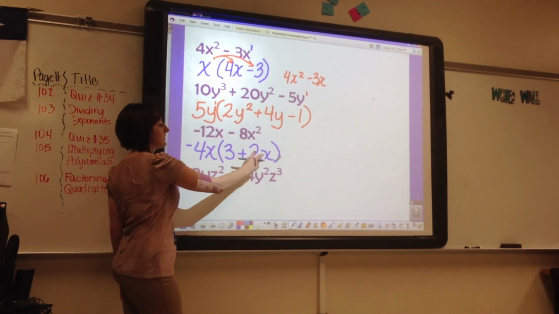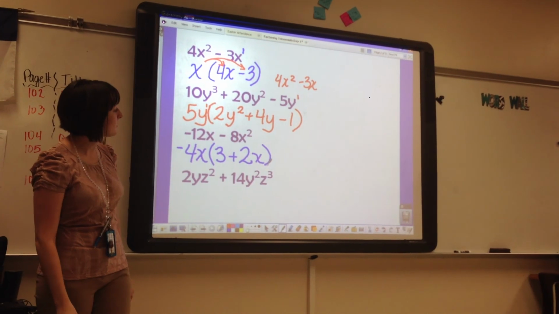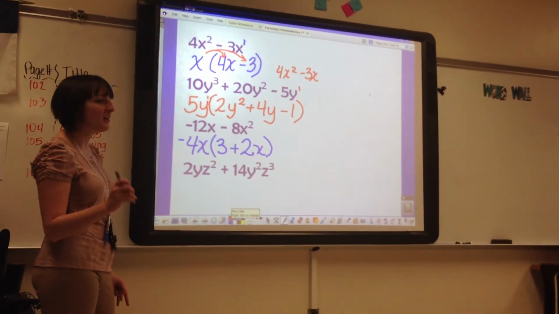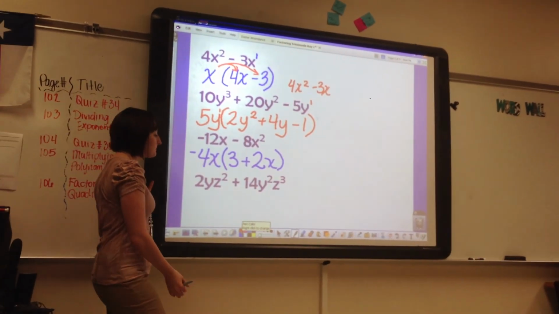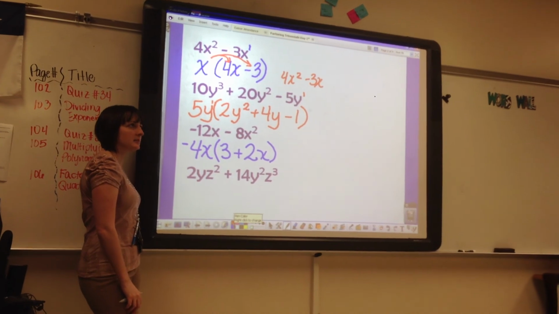Negative 4x times 2x gives me negative 8x squared. One more. This one is still easy, but it's a little different. From the numbers, what's the smallest or the greatest common factor?